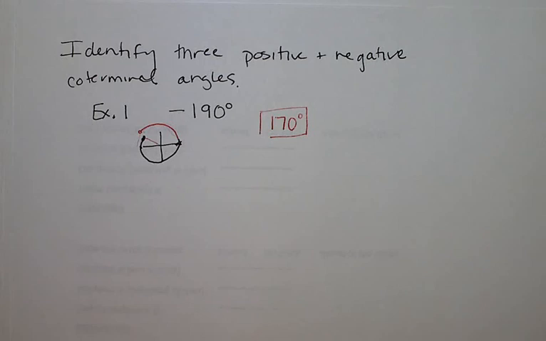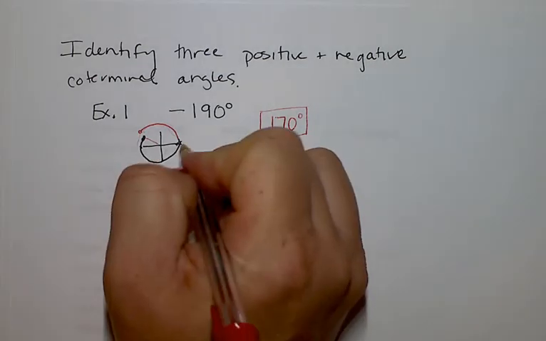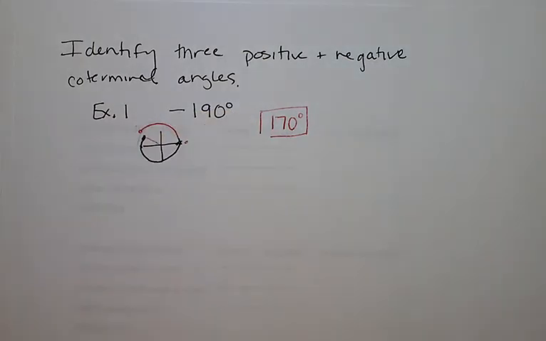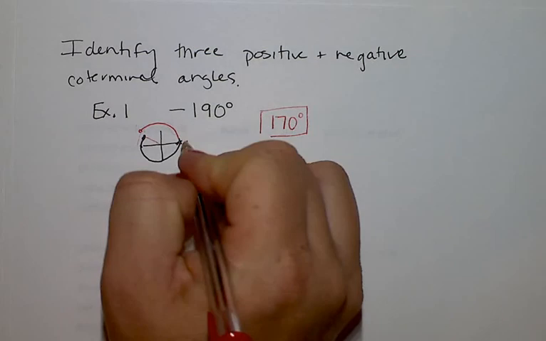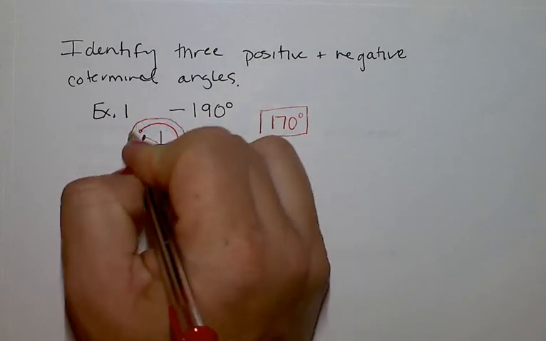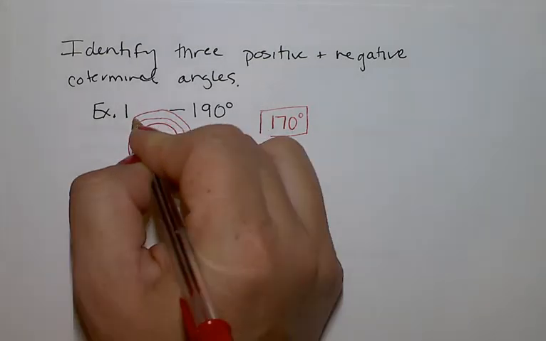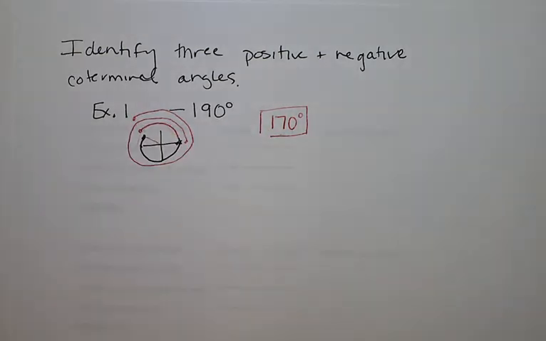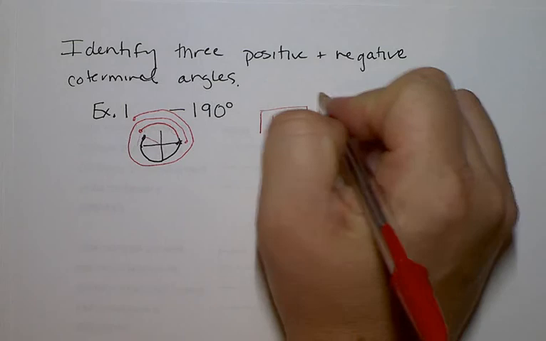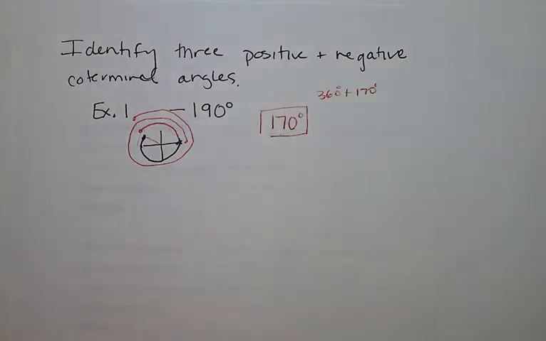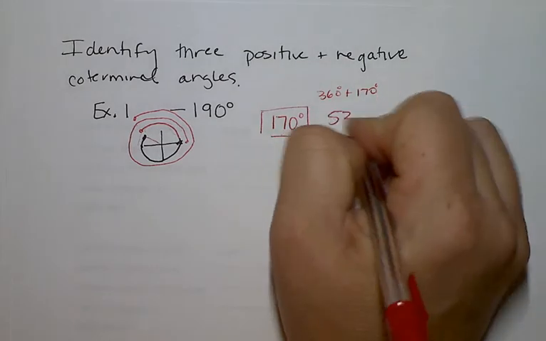Now your second one needs to start here again. It needs to end here again, but it needs to go 1 revolution around the unit circle first. So please watch. How many degrees have I just gone? But then I need to go an additional 170. So please take 360 plus 170, and you should have an answer of 530.